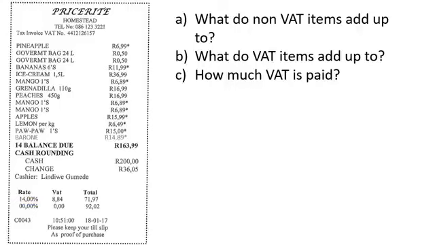Okay, so the first thing I want to talk about is this part at the top. That's just the name of the shop. So let's just put here shop name. Okay, now here are all the items that this person purchased. As we can see, if you had to add all of these numbers together, there are 14 items.